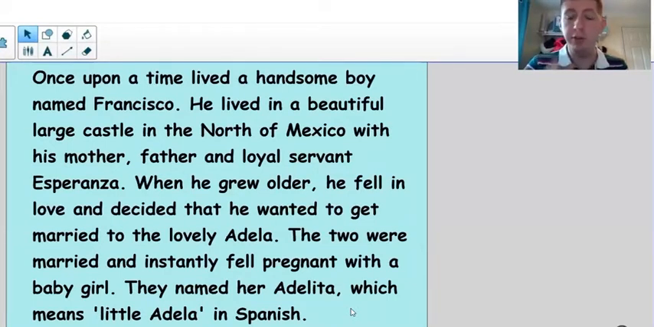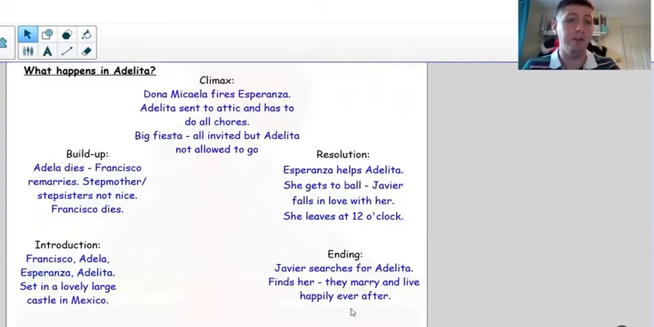So as you can see in my introduction there, I've introduced the characters. So you've met the characters of Esperanza, Francisco, Adela, Adelita. And you've met the setting, which is the castle in north of Mexico. And then I've just told you about what happens at the very, very start of the story. So what I'd like you to do now is pause the video and have a go at seeing if you can write your own introduction. Remember, you need to focus on those characters, you need to focus on the setting, and then just what happens at the very, very start of the story. So pause the video now and have a go at that.